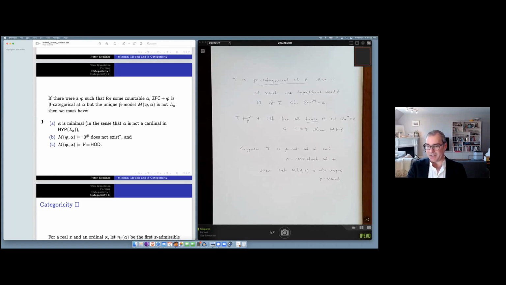So then you're in the regime of Friedman's theorem. And we know by Friedman's second theorem that it's going to have to satisfy V equals Hod. Okay, so it's not L, right? Let's say L alpha, and it's not Hod. I mean, it is Hod, at the appropriate level. And it doesn't have zero sharp, even a fake one.